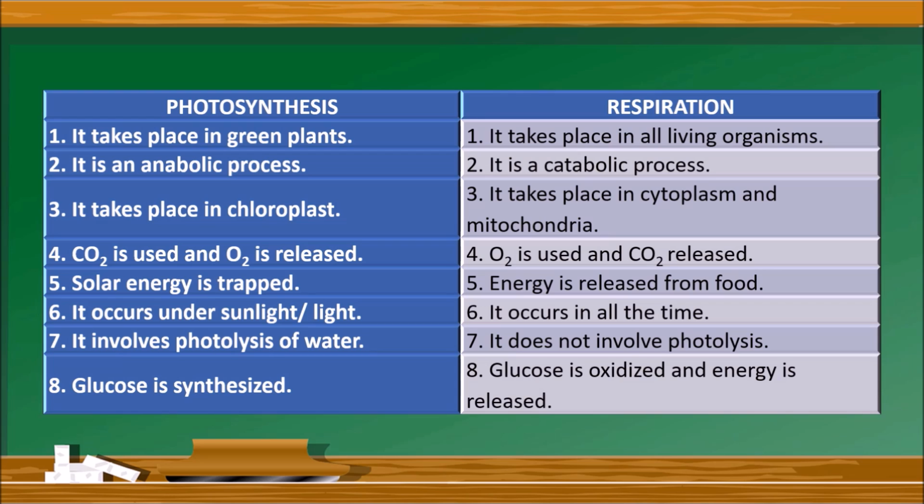Anabolic process refers to the construction of a molecule, whereas respiration is a catabolic process which refers that a substance is oxidized or decomposed into the inorganic molecules. An organic molecule is decomposed into the inorganic molecule. That is catabolic process. The photosynthesis takes place in chloroplast, whereas respiration takes place in cytoplasm and mitochondria.